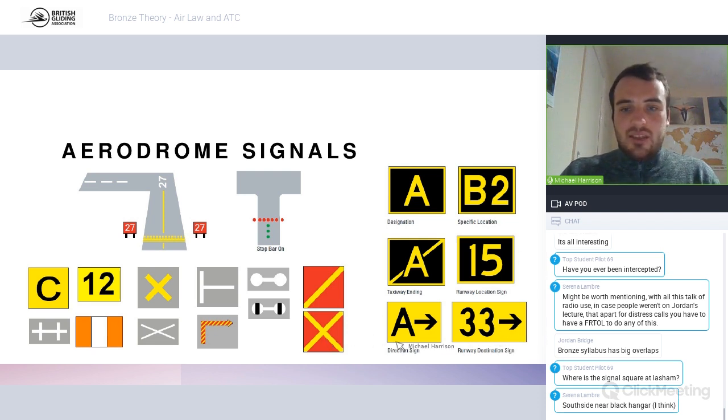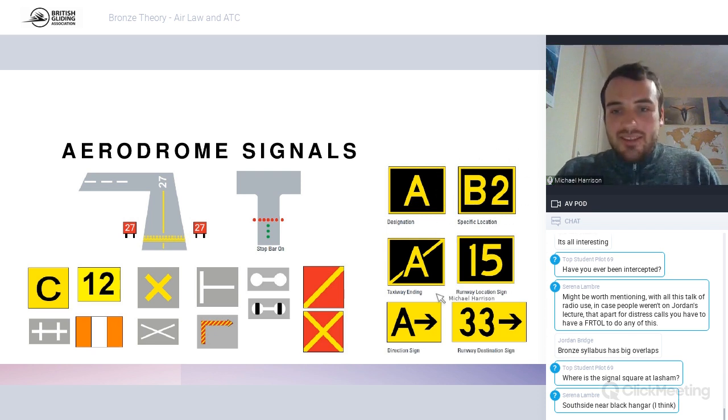These just tell you about taxiways. So black signs tell you what you're on, and yellow signs tell you what you're about to enter normally. These red signs here, if it's red, it means it's a runway. And runways always have hold bars short of them, or they should do.